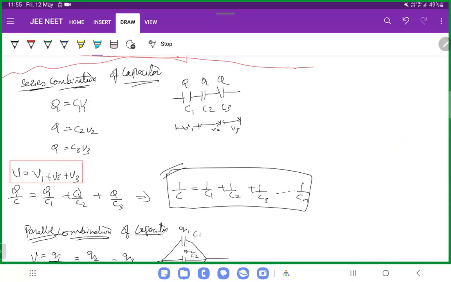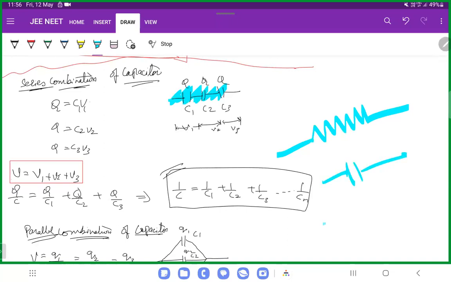So the formula will be like 1 by C1 plus 1 by C2 plus 1 by C3 till infinite. And the symbol of capacitors will be like this, as you can see here. Resistance was like this, right? If you remember resistance, it was. Capacitors are like this. Inductor will be like this, a coil.